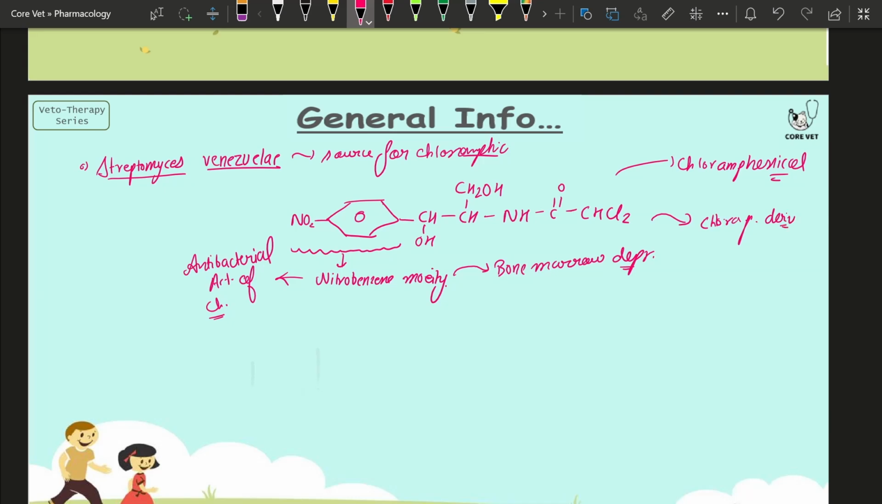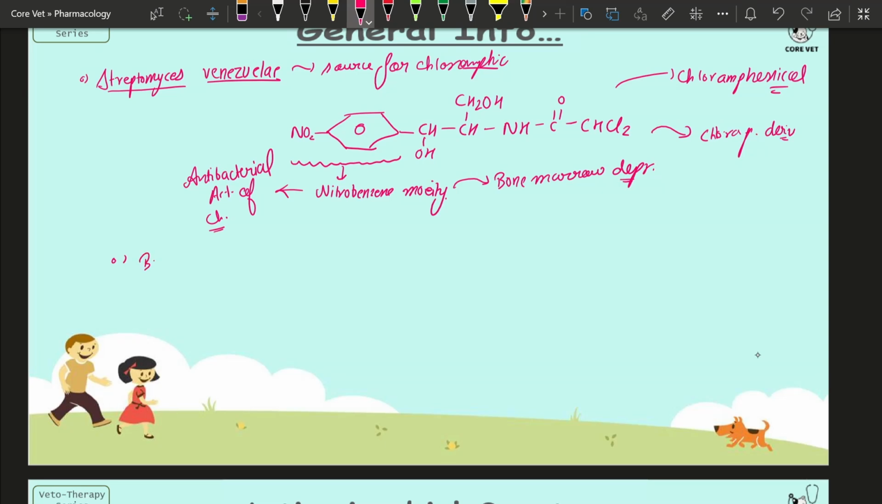Now, talking about the general properties: it is a broad spectrum drug, it is bacteriostatic, and it is highly lipid soluble. These are the three major properties. It is also light sensitive. This drug is quite sensitive to light, so it should be kept away from light, because light may destroy the structure of the compound, which would then not show an effective response in the patient. That's why it should be kept away from sunlight.